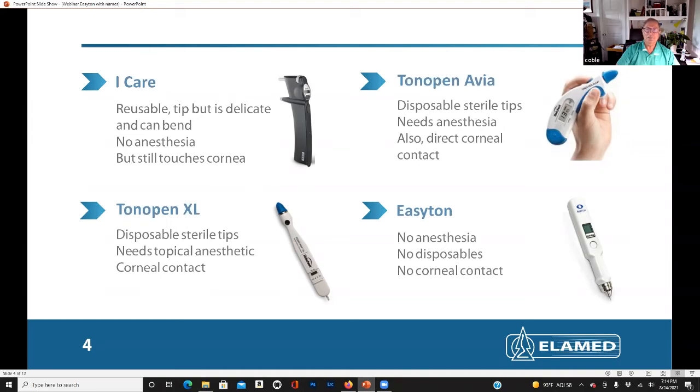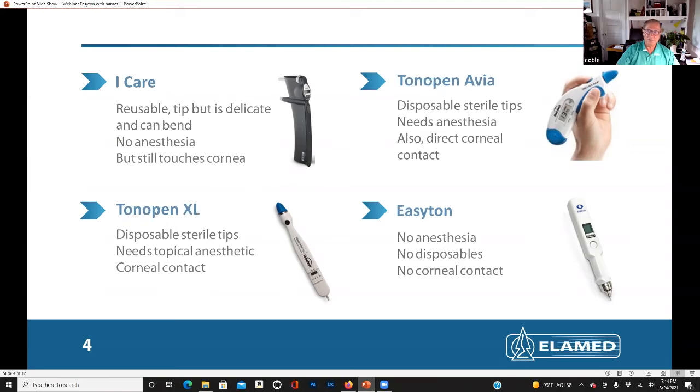Also, you use direct corneal contact. If somebody is touching the cornea, there are several things that can occur with that. Different corneal problems is one thing you have to consider. Apprehension. Some people get very anxious when they're having their cornea touched, even though you have the anesthetic in there.